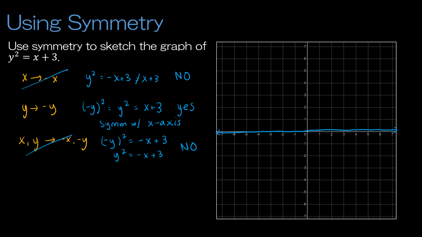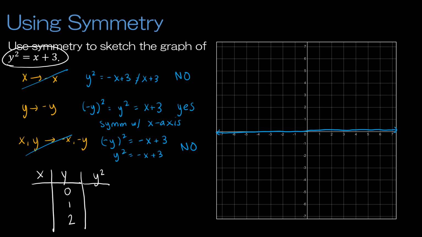Now what I'm going to do is simply create an xy table. Typically in an xy table, I would come up with the x value, and you can certainly do that. But for the sake of simplicity, I'm actually going to come up with the y value, and then I'm going to write down what y squared is, because that's what I'm going to use in my equation. So if I use, say, 0, 1, and 2, then y squared is 0, 1, and 4. So what I'm going to do is say y squared, which is 0, is equal to x plus 3.